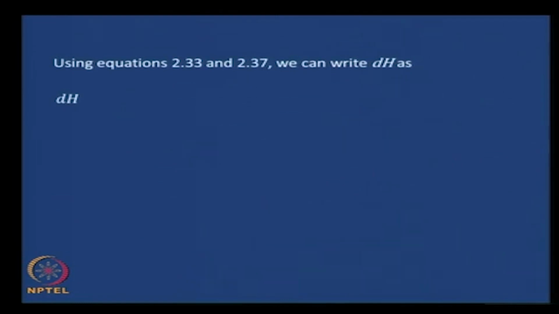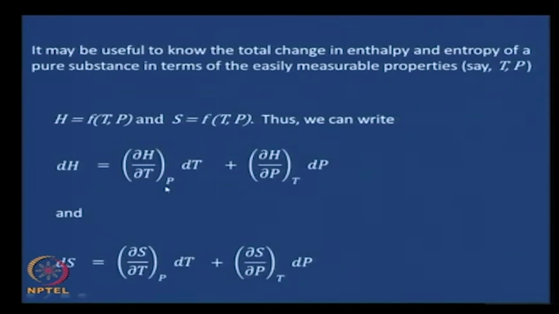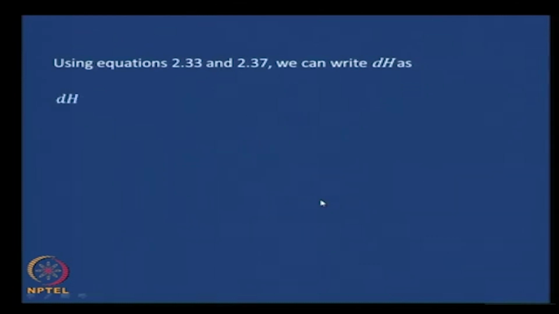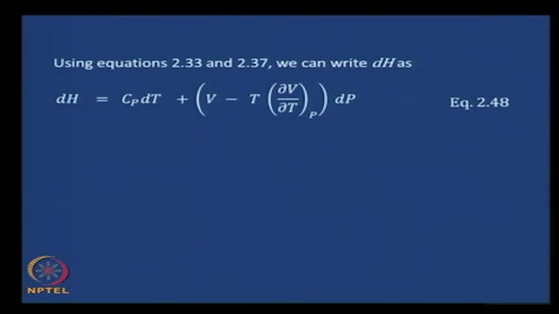We can write dH as Cp dT. Recall that we are replacing ∂H/∂T at constant P, which is nothing but the specific heat at constant pressure, and also note the term for ∂H/∂P at constant T. So, dH is Cp dT plus, as we had seen earlier, ∂H/∂P at constant T can be written as V minus T ∂V/∂T at constant P. This is what comes from equation 237 that you can go back and verify. Let us call this equation 248.